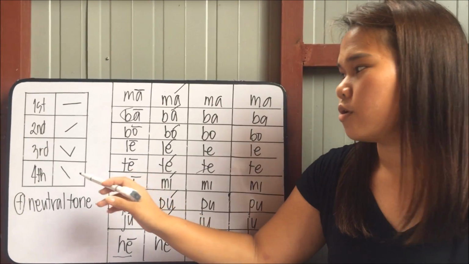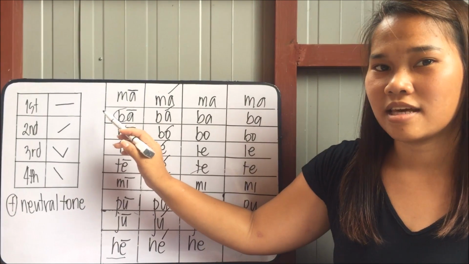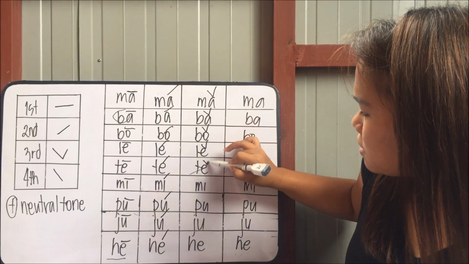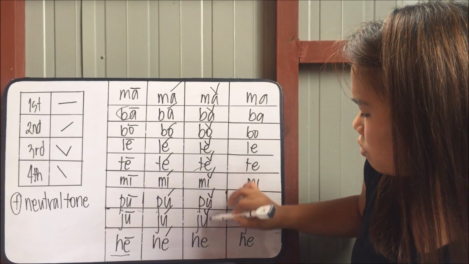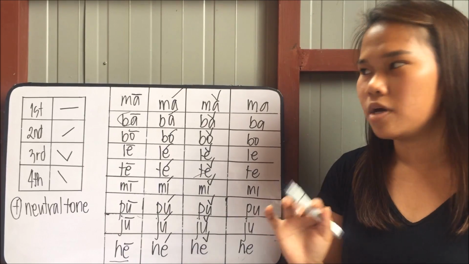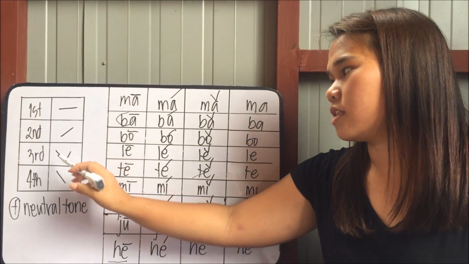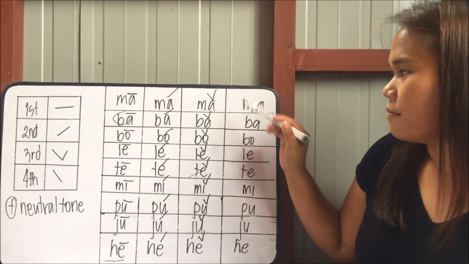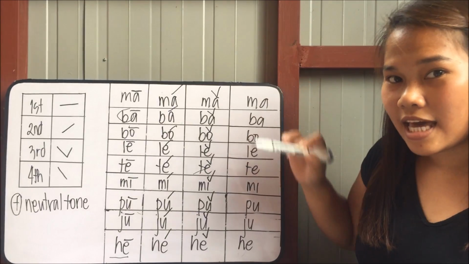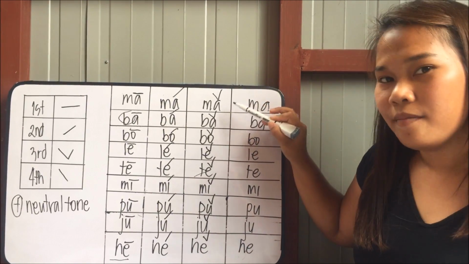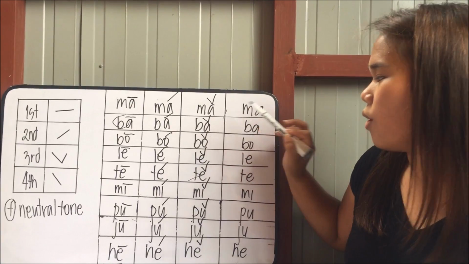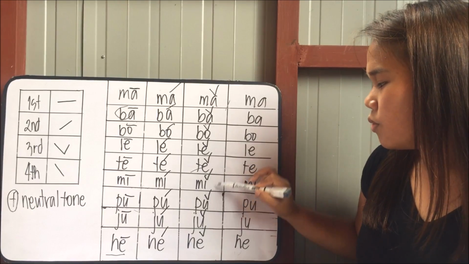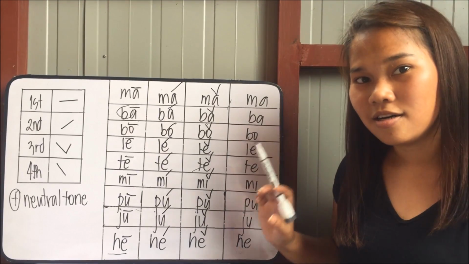We have the third tone, as it falls and then it rises again. Let us apply it again here. Ma, po, le, te, mi, pu, ju, he. Let us read it one by one. It falls and then it rises again. We have ma. It should be ma. Get it? And then we have pa, po, le, te, mi, pu, ju, he.